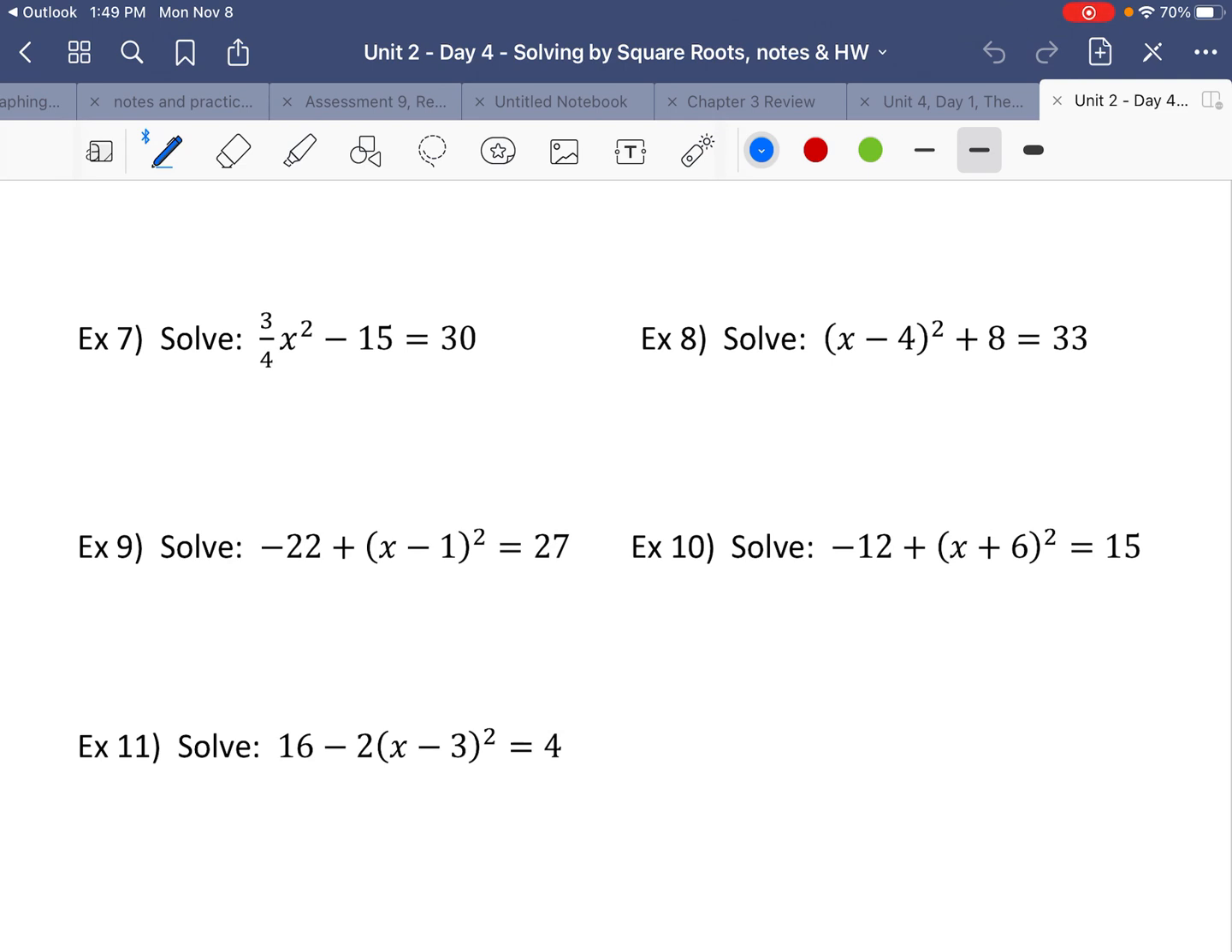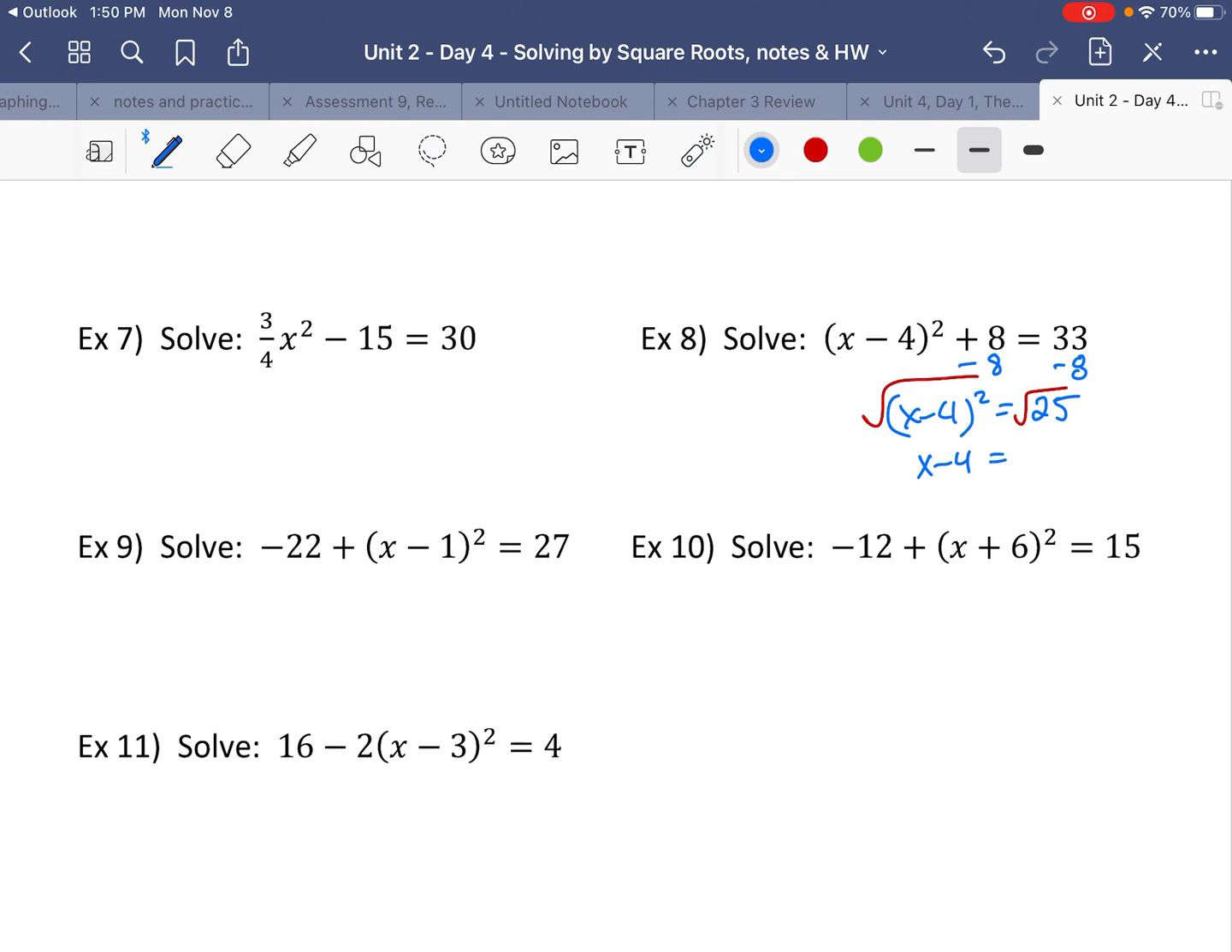So a better way to do this is to clean this up, take away the 8 from both sides. So I get x minus 4 squared equals 25. Because now I can get rid of the square around the x minus 4 by doing the square root of both sides. So that's what our plan's going to be. So square root here, square root there. You always have to do it to both sides.